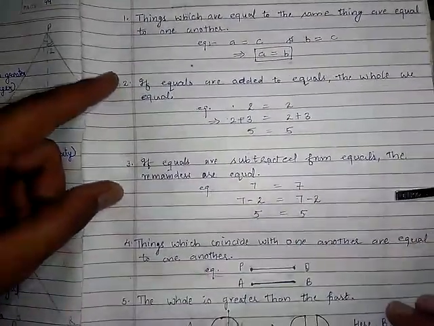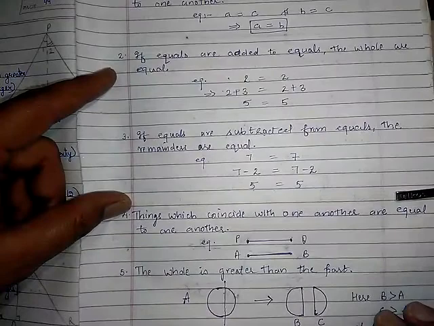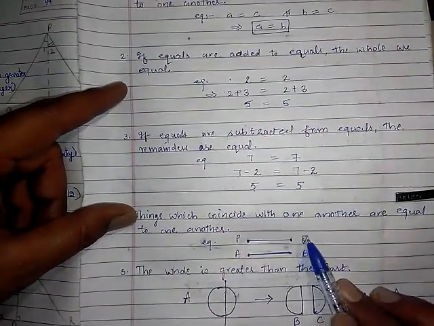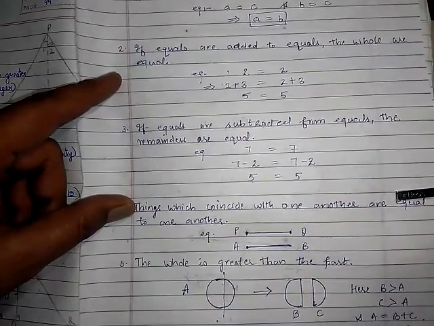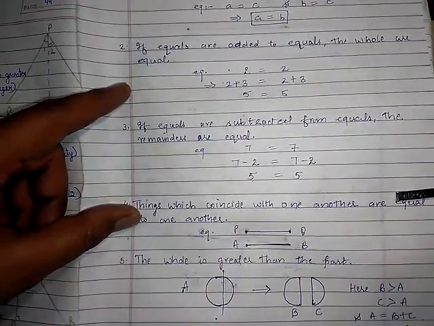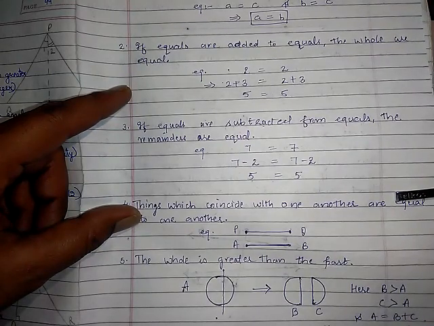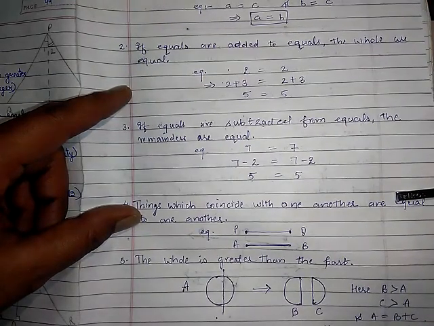After that come to the fourth one. Things which coincide with one another are equal to one another. Coincide means what? Another name for coincide is overlapping. Overlapping means one on top of the other.